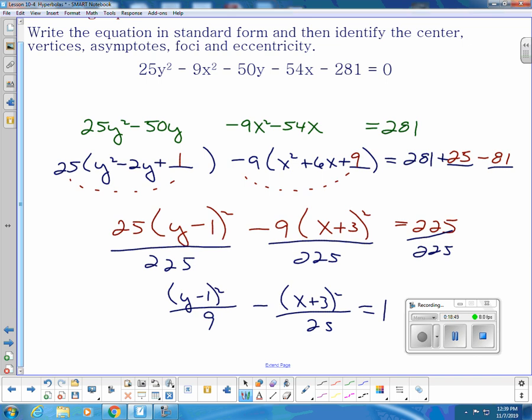Okay? A lot of the same processes. Some little slight things that are different. You got to factor out that negative. You got to make sure your inside flips.